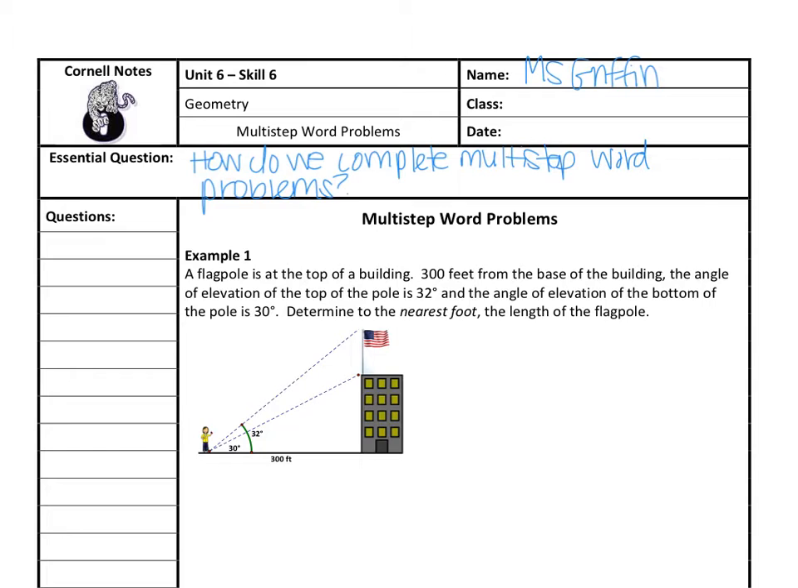So take a look at your essential question, jot it down real quick, pause the video if you need to do that. The question is, how do we complete multi-step word problems?